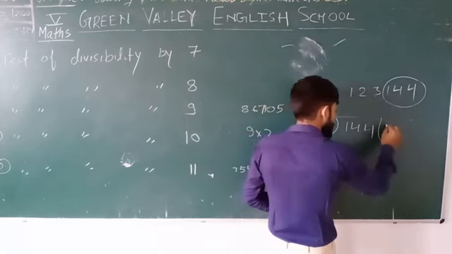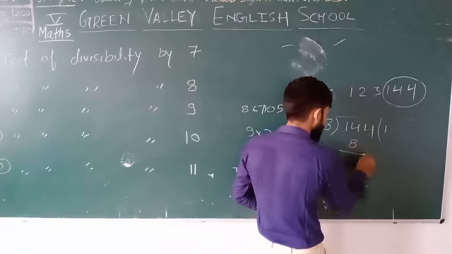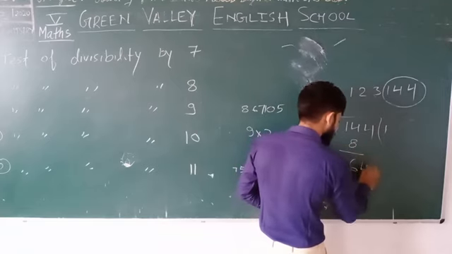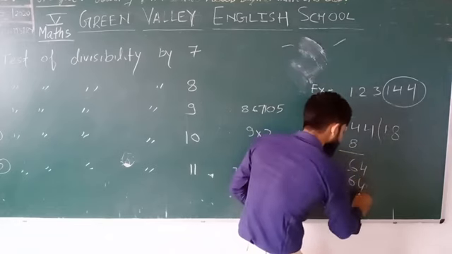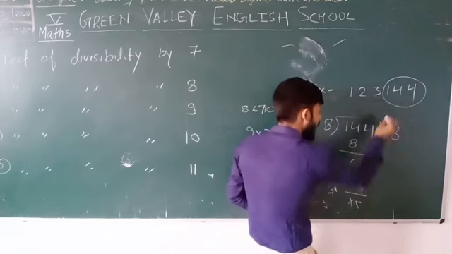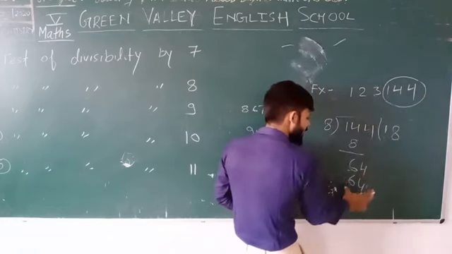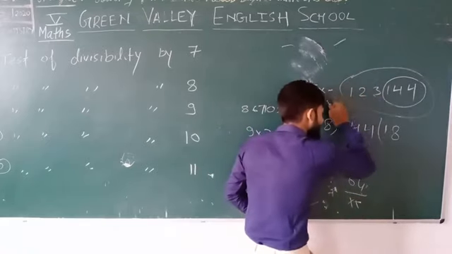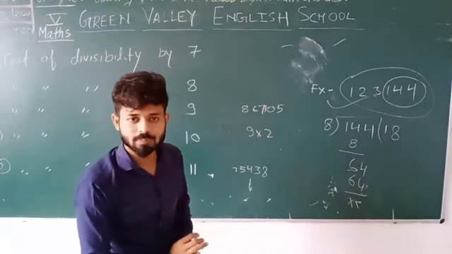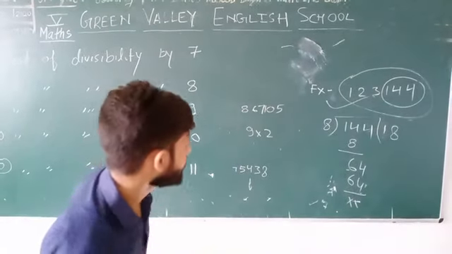So 8 ones are 8. What you will get? 6 and 4. ठीक है? 8 8 जा 64. Yes, it is divisible by 8. ये last के 3 digit क्या है? अगर 8 से divisible हो जाते हैं, तो ये पूरा का पूरा number क्या होगा? 8 से divisible हो जाएगा. Okay? Now, move further.